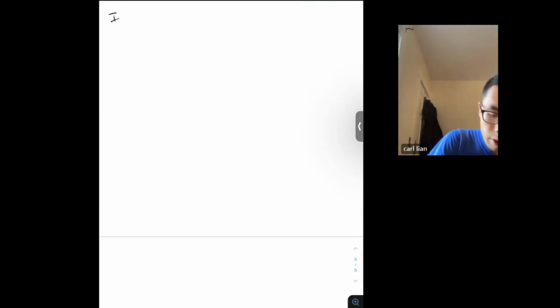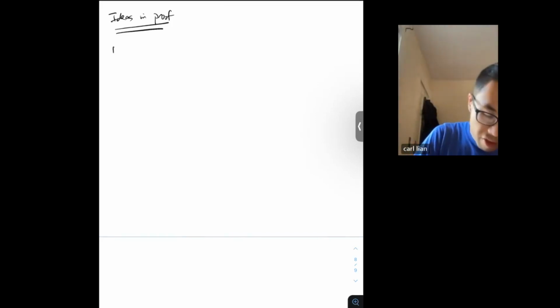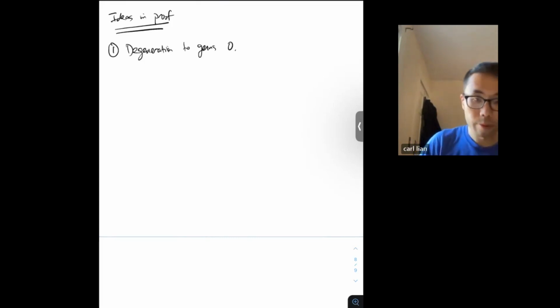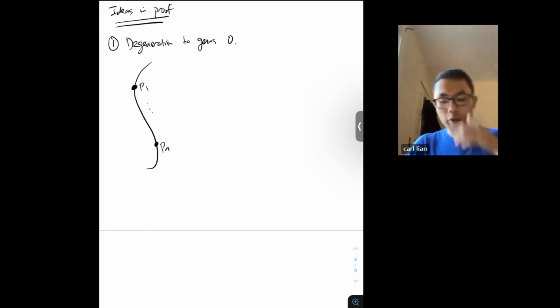So, ideas from the proof. The first step is some degeneration to genus 0. To start with, I've again fixed a general curve in moduli, which is just smooth.